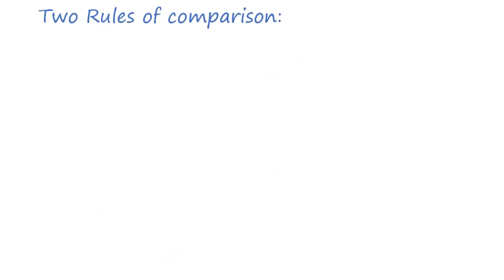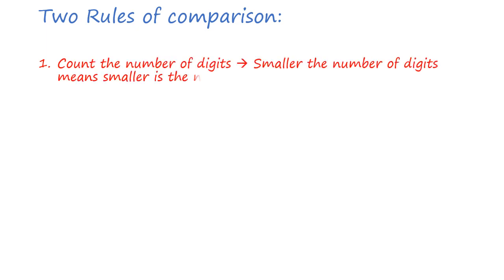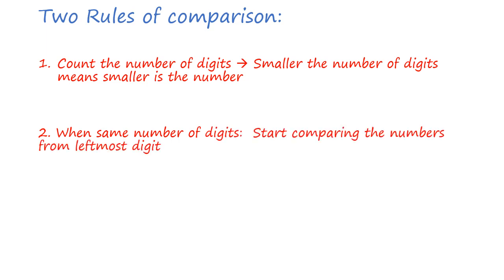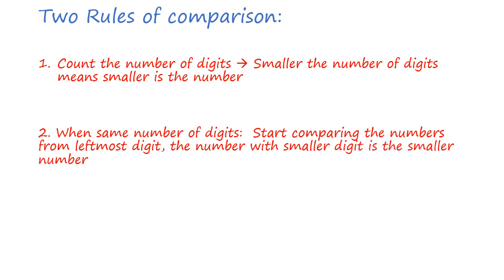So let's summarize the rules for comparing numbers. The first rule is count the number of digits, and the smaller the number of digits, the smaller is the number. And when the two numbers have the same number of digits, we start comparing the numbers from their leftmost digit. The number with the smaller leftmost digit is the smaller number. Conversely, the number with the larger leftmost digit is the larger number.